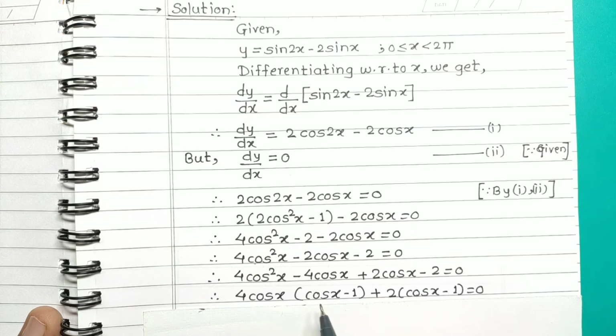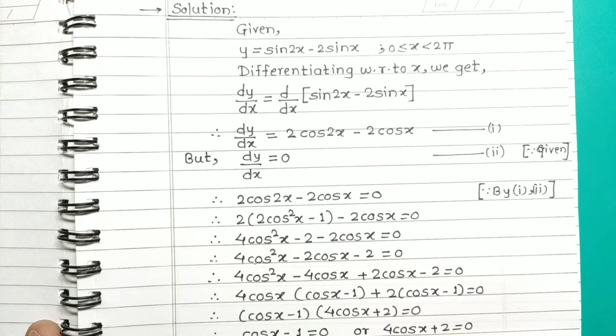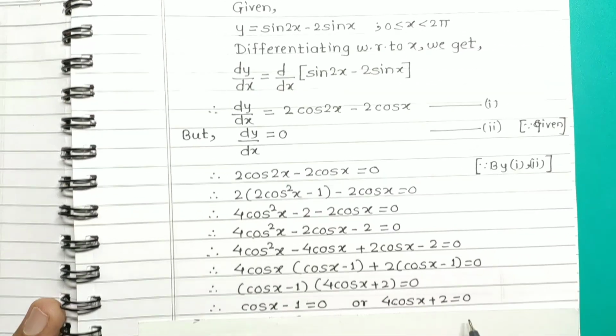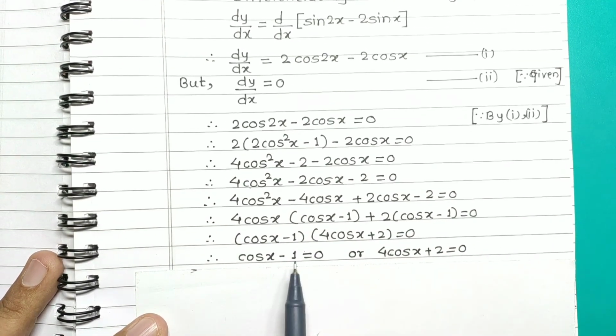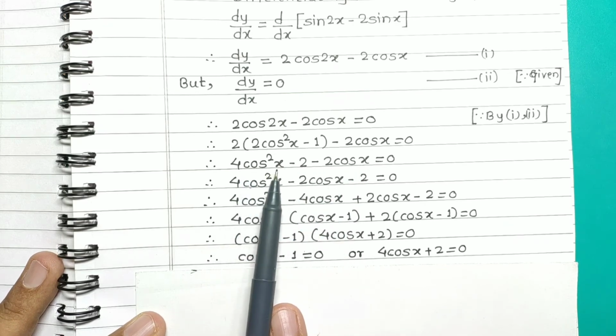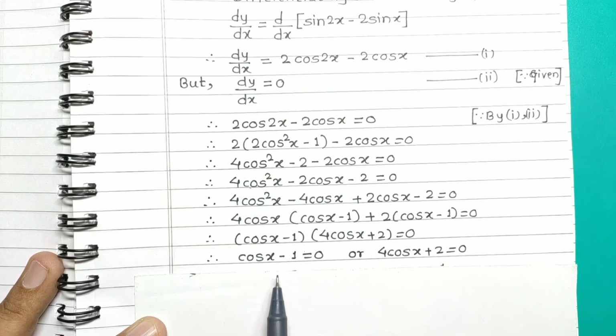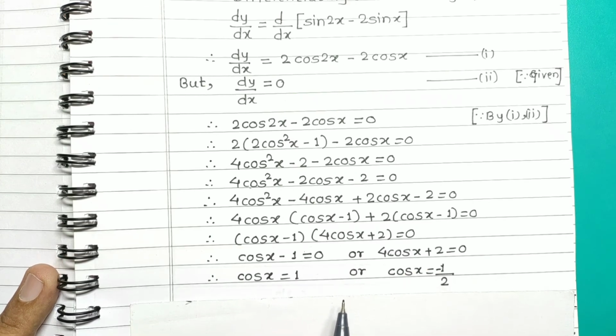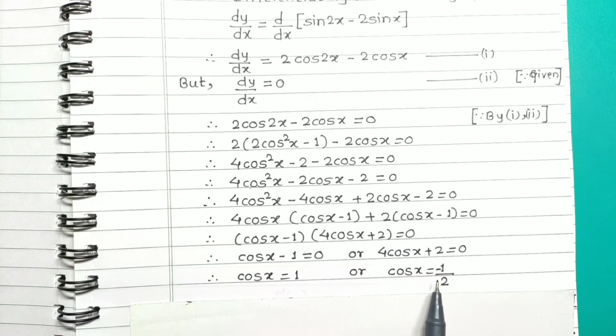Taking cos x minus 1 common, we have 4 cos x, taking cos x minus 1 common into other bracket, we have 4 cos x plus 2. Okay, so either cos x minus 1 is equal to 0 or 4 cos x plus 2 is equal to 0. Okay, so we have solved this quadratic equation in cos x like this, and finally we have cos x is equal to 1 or cos x is equal to minus half.